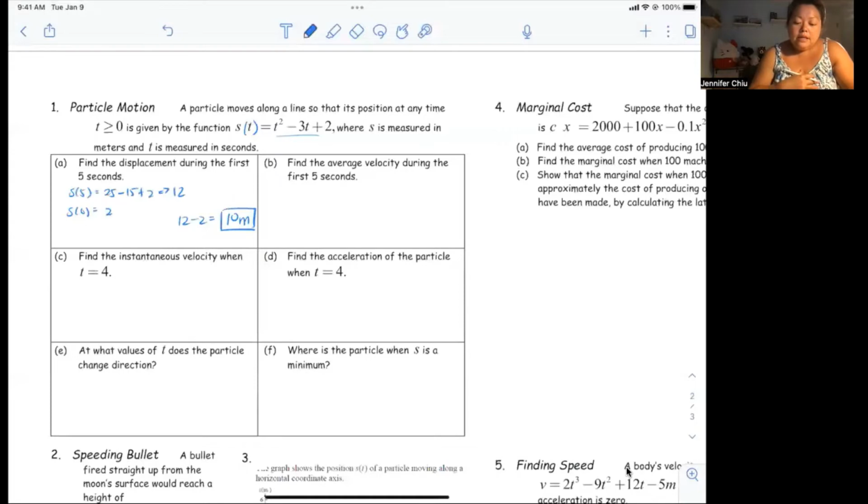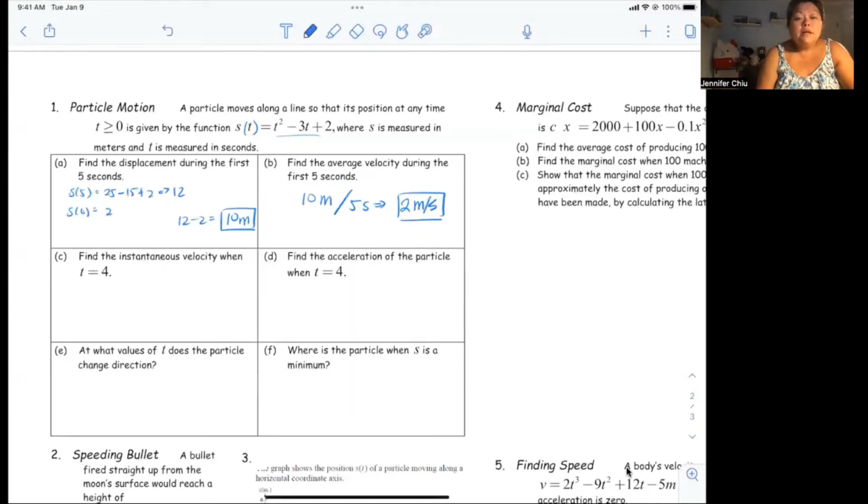Next, find the average velocity during the first 5 seconds. So it's the total distance over the total time. The total distance I got from part A, that was 10 meters over 5 seconds. So it is an average speed of 2 meters per second. So you need part A to do part B. Be careful of problems like this because there is a rolling effect: if you get the first one wrong, usually the second one is wrong too. So really check your answers, okay?